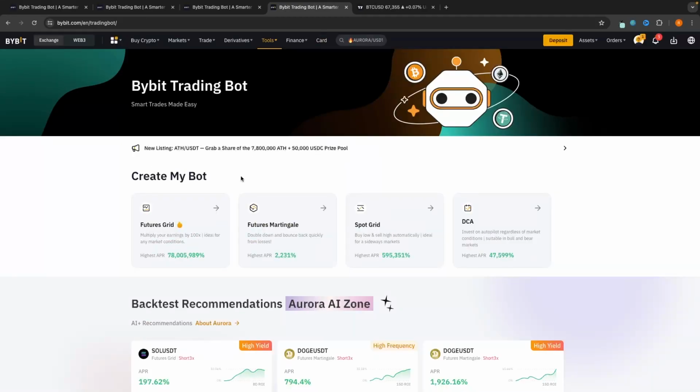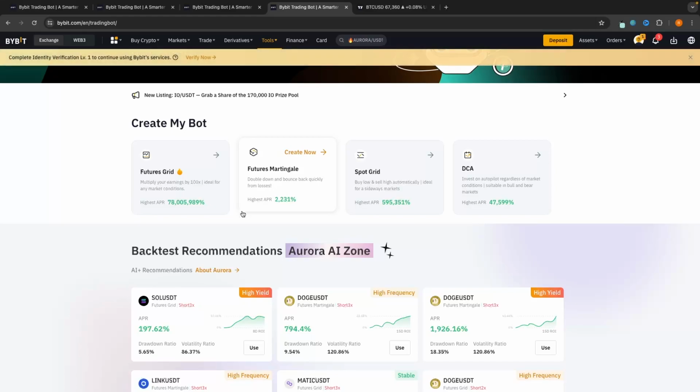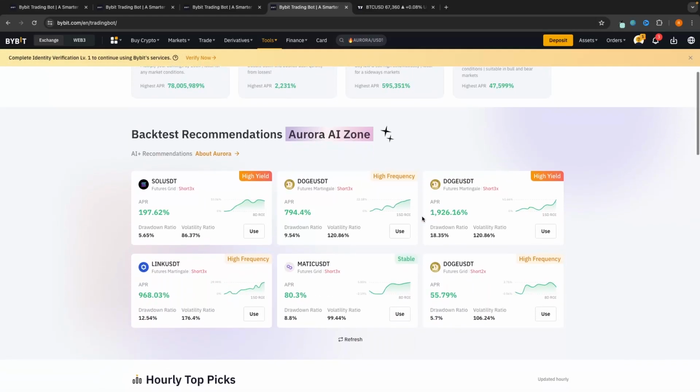Now, if we go back to the homepage right here, we can see some backtest recommendations. So essentially what this is, is Bybit's AI, which they call Aurora. This has basically scanned the entire market, and this is going to show us some of the best trading strategies that have worked over the past 2 weeks.